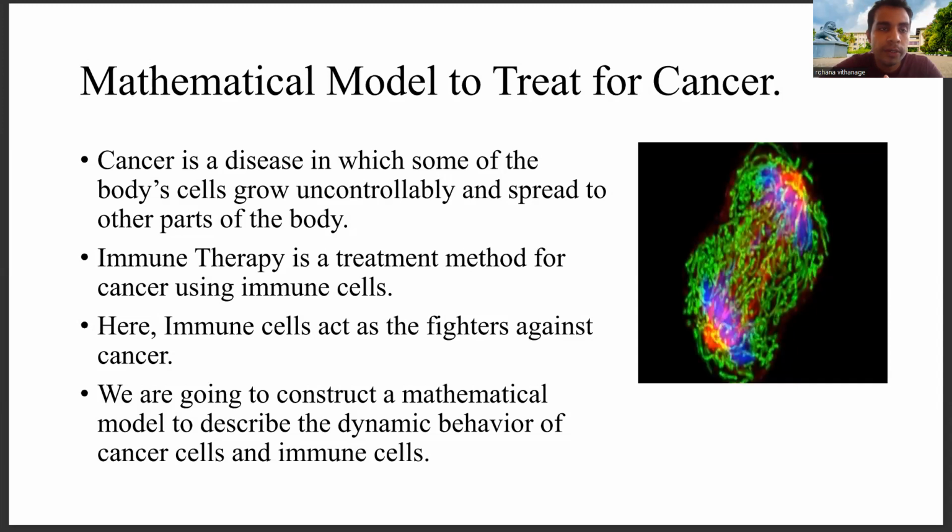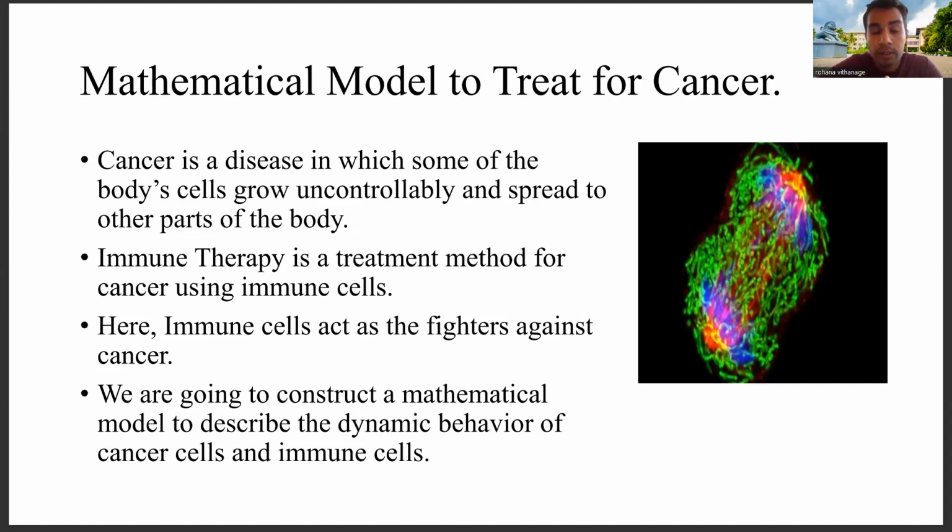So finally, we are going to consider a mathematical model for cancer treatment. So we know that cancer is a burning issue in the modern world. Mainly, millions of people are suffering from cancer. Cancer is a disease in which some of the body's cells grow uncontrollably and spread to other parts of the body.